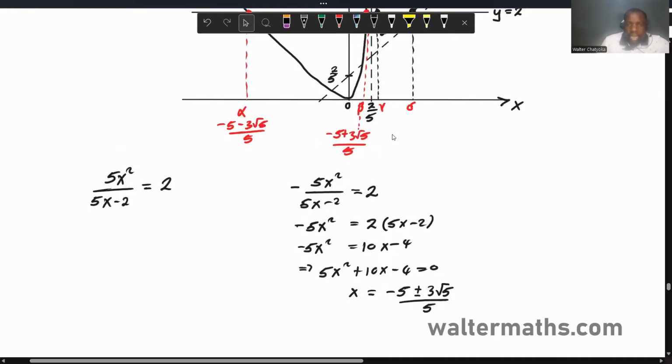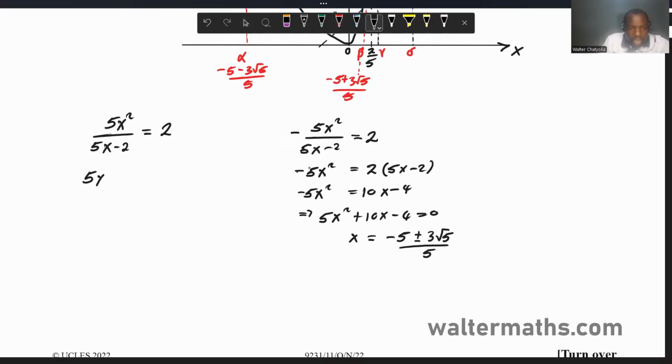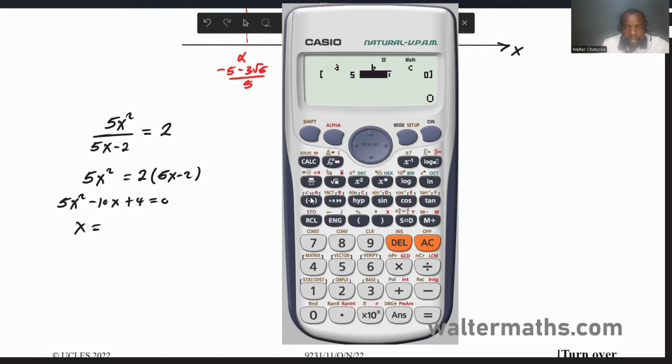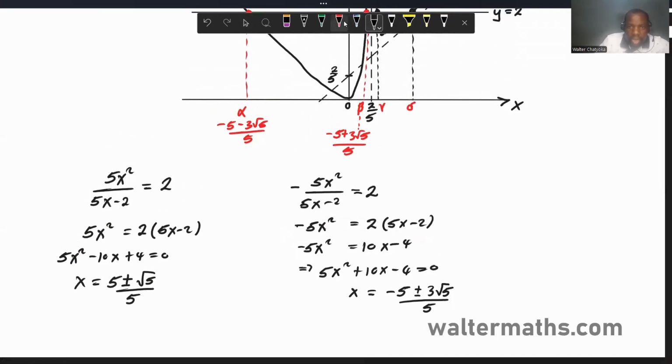Okay, like this. All right, next, to find gamma and delta, where the original graph intersects with the line y equal to 2, we have 5x squared equals 2 times 5x minus 2. So that's 5x squared minus 10x plus 4 equal to 0. All right, and if we solve this for x, we get 5 plus or minus root 5 over 5. So the smaller one, that's 5 minus root 5 over 5, and delta is 5 plus root 5 over 5.